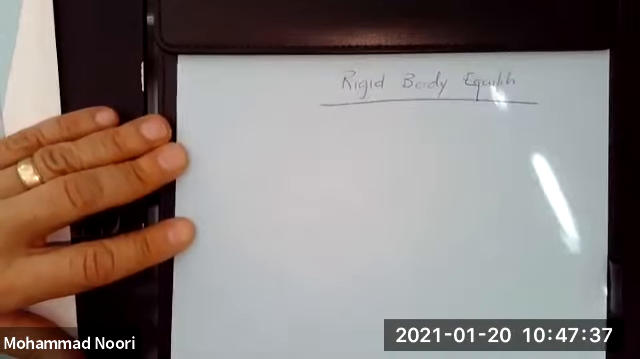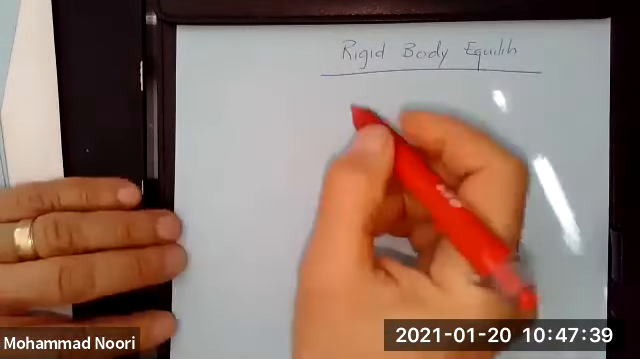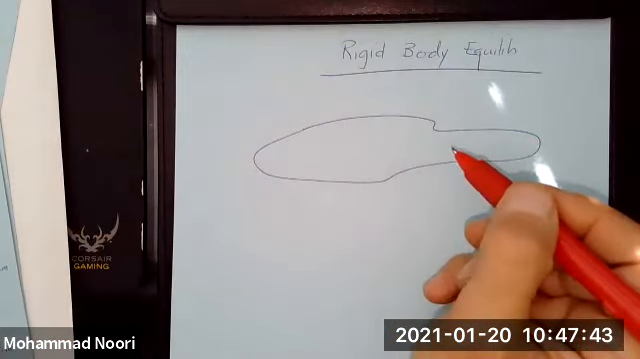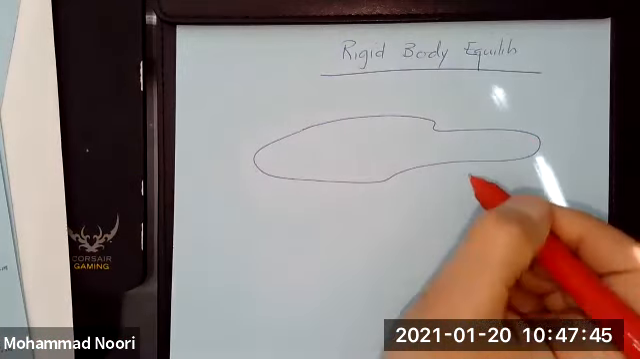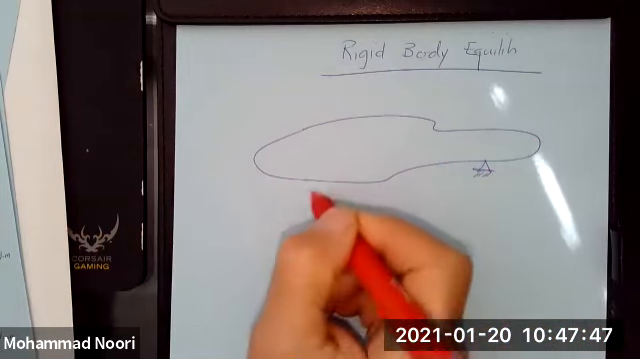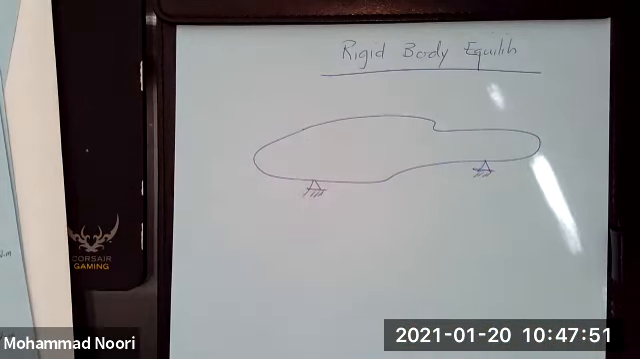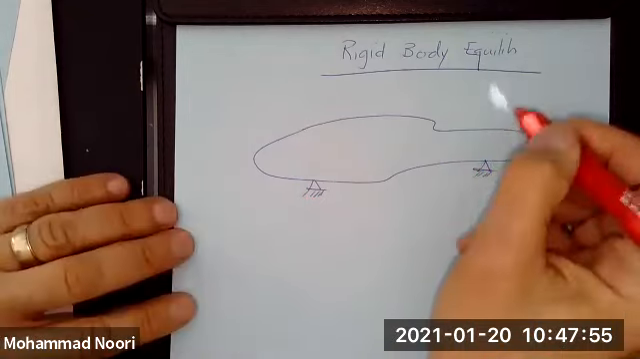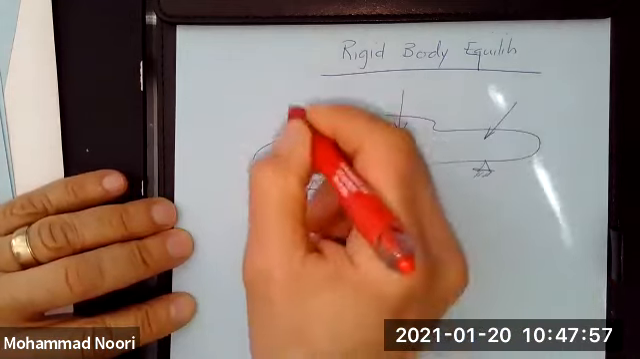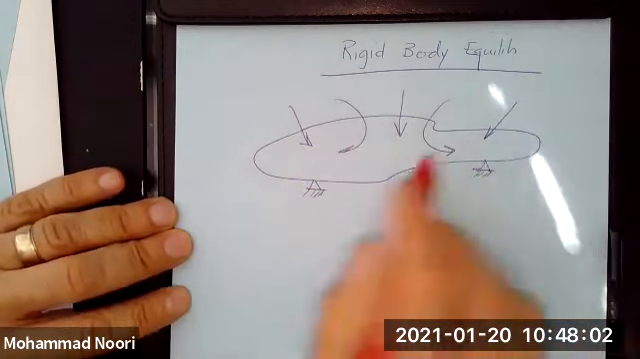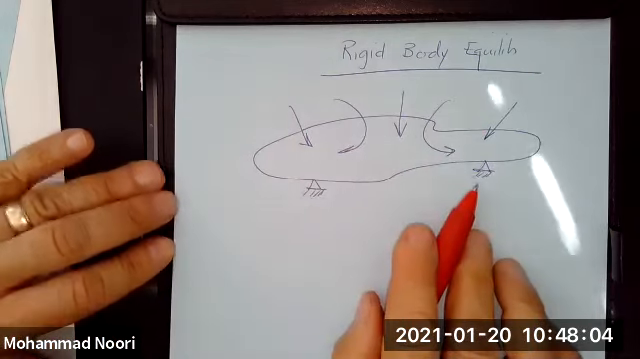What is the meaning of rigid body equilibrium? Any structure you can think of, mechanical, structural, aerospace, marine, doesn't matter, they are somehow supported externally by something that is holding them. And these objects are subjected to a bunch of moments and forces that act on this object.